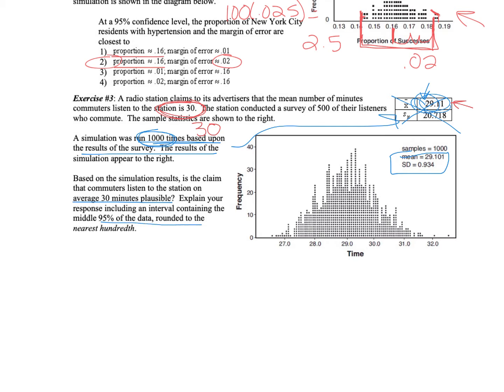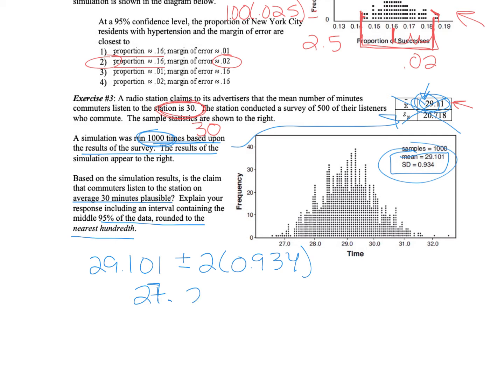So we know this means our confidence interval. So we're going to do mean, which from here is 29.101, plus or minus 2 times 0.934. So we've done that enough. If I type that in to the nearest hundredth, I'm going to get between 27.23 and 30.97. So that's our confidence interval, or 95% confidence interval. So we'll just label it, put a 95% on just so it's clear.